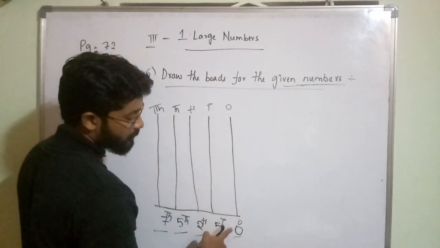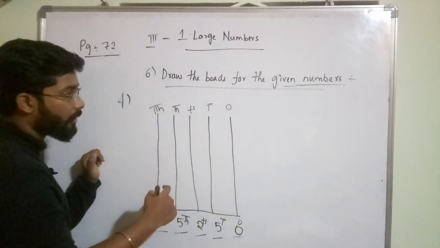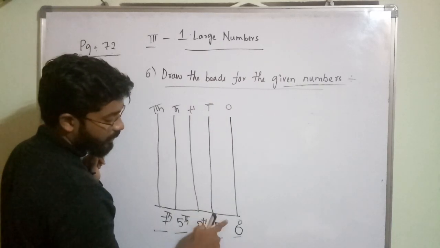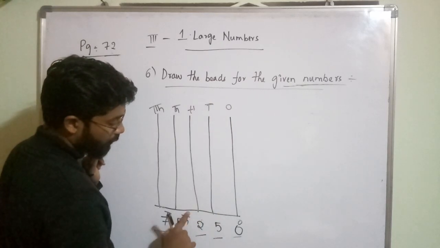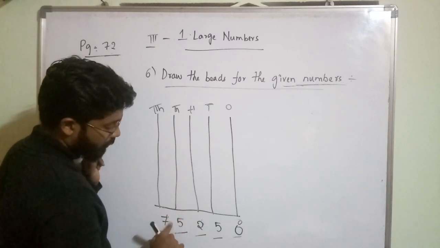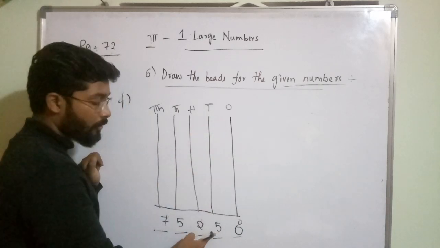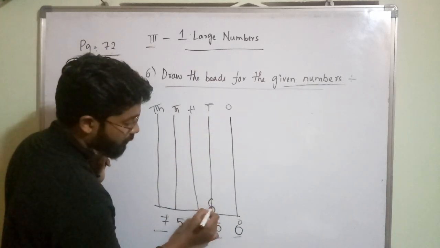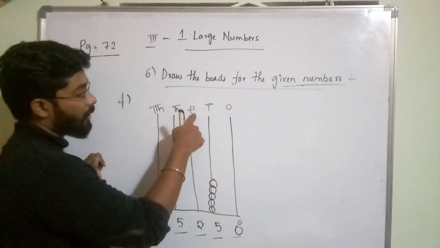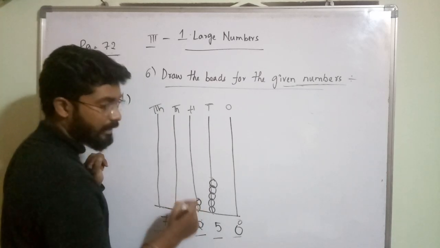In ones place 0 is there. So you have to draw nothing. You should not draw anything. Okay. In tens place, under tens place what he has given? 5. For your understanding I wrote all this: ones, tens, hundreds. Okay. Under the tens rod he has given 5, no? So you have to draw 5 beads. Okay. Under the hundreds rod which number is there? 2. You have to draw 2 beads.